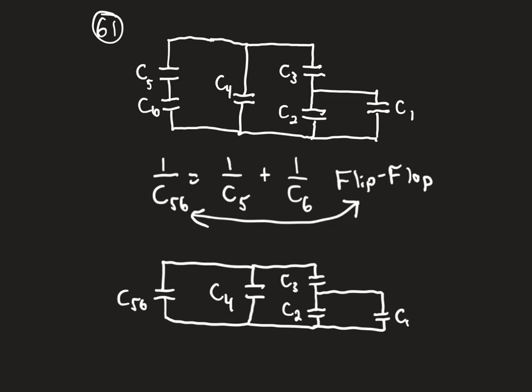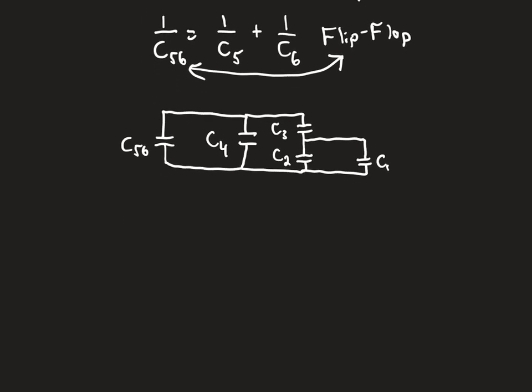So to simplify this even more, I can combine C1 and C2 that are parallel with each other, right? So then it'll give me a new picture. So how do I add those two that are in parallel? Just straight up add. So I would do C12 is equal to C1 plus C2. And then my new picture looks like this.